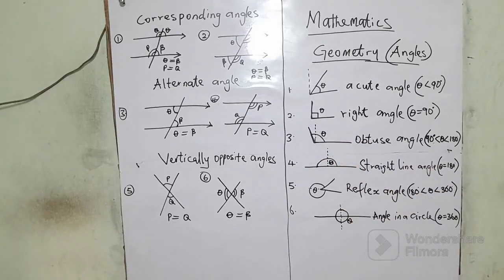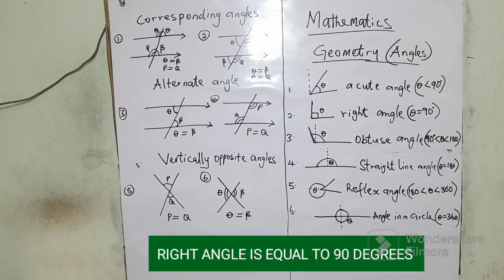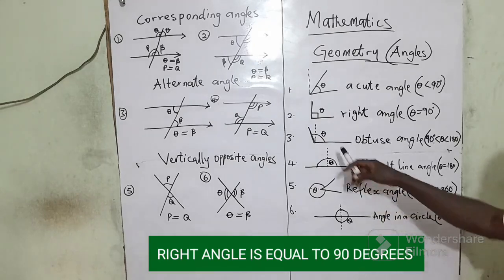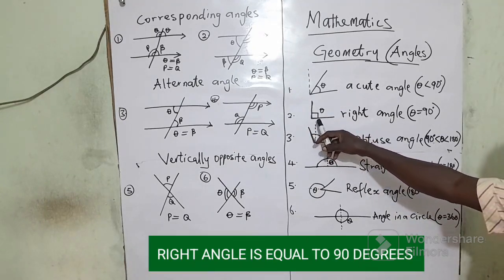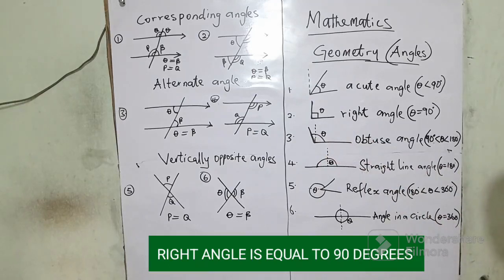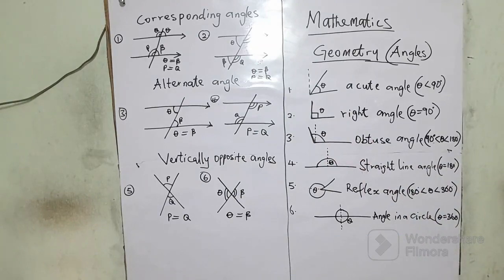Number two is called the right angle, and we can see the right angle is equal to 90 degrees. Any two straight lines that are made, where the angle between them is vertical and horizontal, we call that a right angle. This is vertical, this is horizontal, so they are meeting at an angle of 90 degrees. So the right angle is equal to 90 degrees.